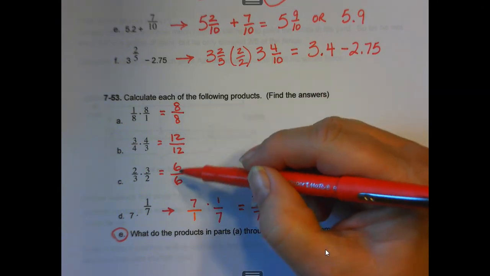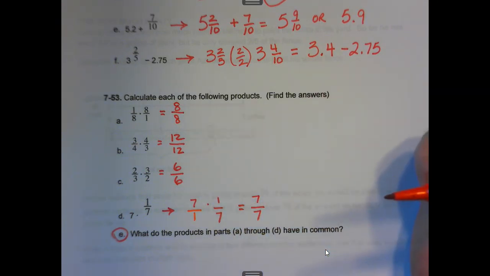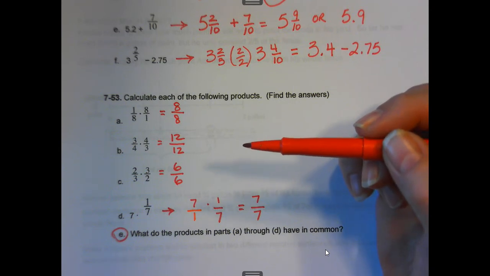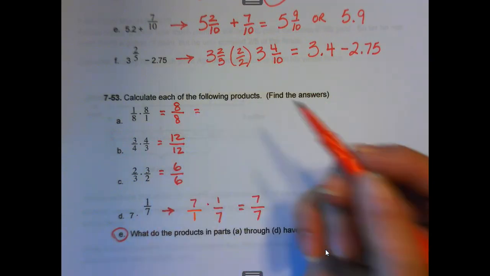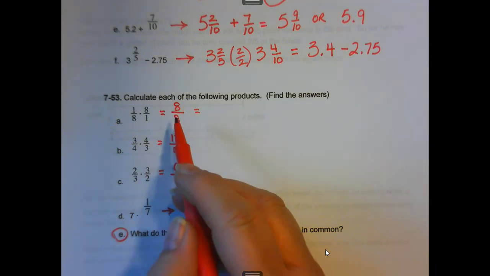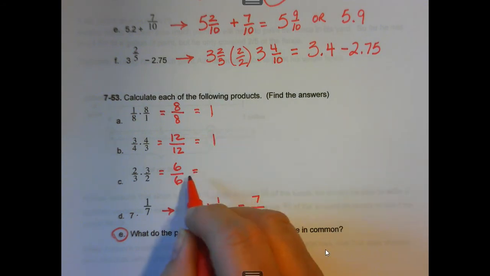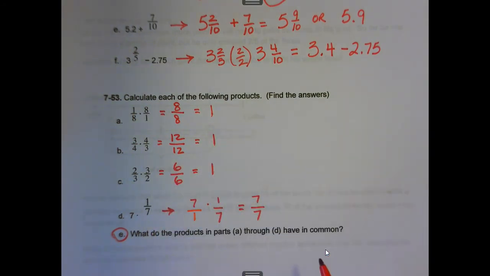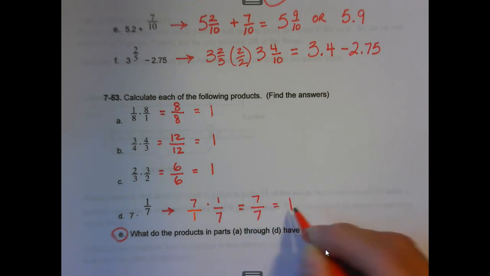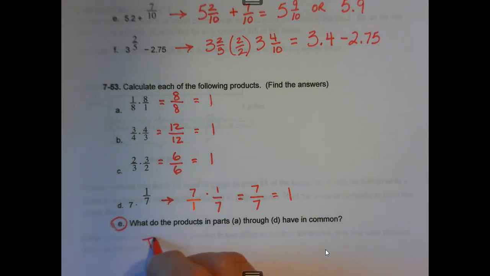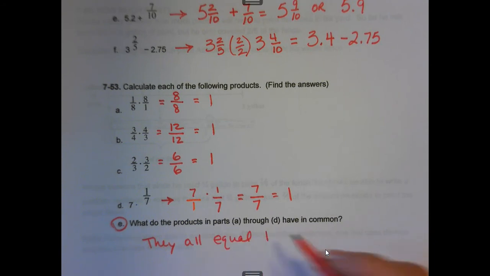Now, every single one of these fractions that I just got as my answers has something very similar in common with the others. All of the numerators and denominators are the same. And when that is the case, I can think of this as a division problem. 8 divided by 8 equals 1. 12 divided by 12 equals 1. 6 divided by 6 equals 1. And 7 divided by 7 equals 1. So what do they have in common? They all equal 1.